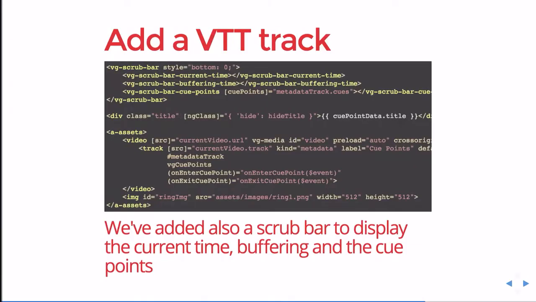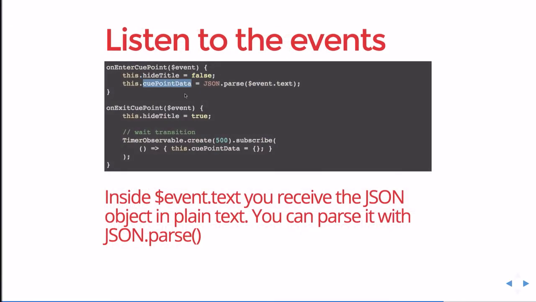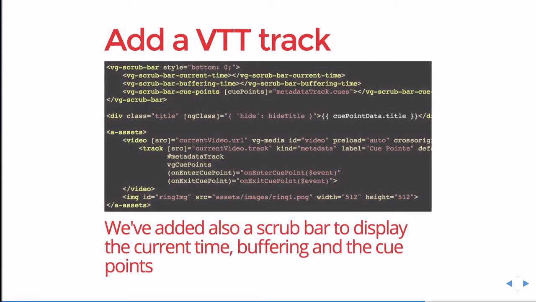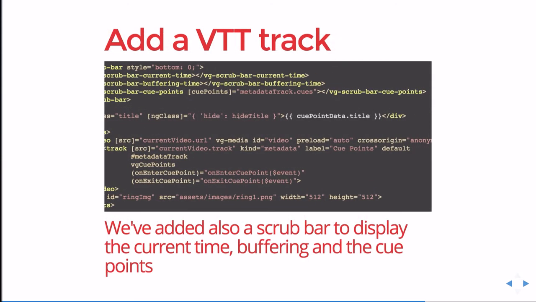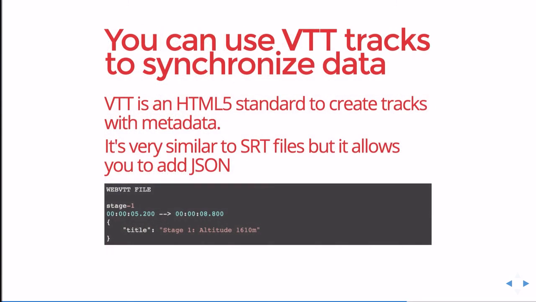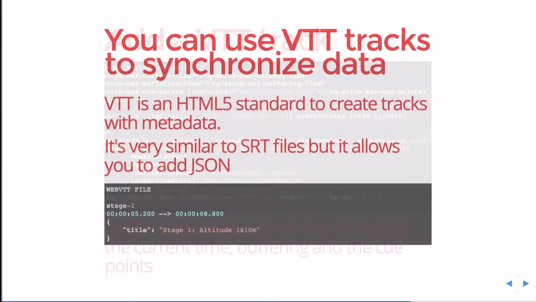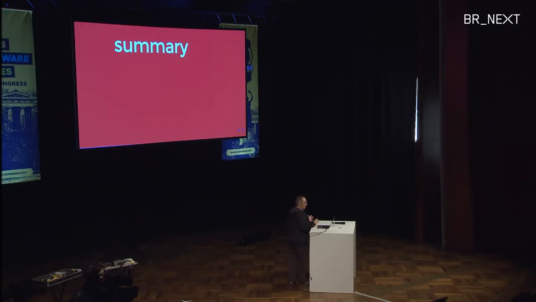For example, in this case, we bound this cue point data to a title here. So this cue point data title is this title here. So that's super easy to add some synchronized content to a VR scene. And I think I was too fast.